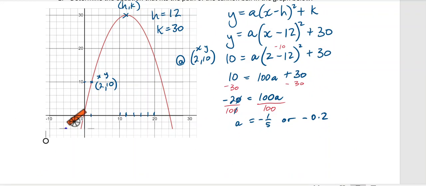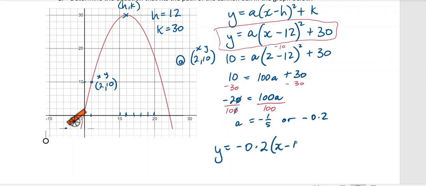Now we're nearly done. So we've basically got to come back up to what we had here, which was nearly the equation. The only thing that was missing was the A value here. So I'm going to rewrite exactly what I've got here in the red box, but now I know A, I can enter that in as either negative 1/5 or negative 0.2. So just rewriting y equals, I'll do it as the decimal, x minus 12 all squared plus 30. Okay? And that should give us the equation of the line there.